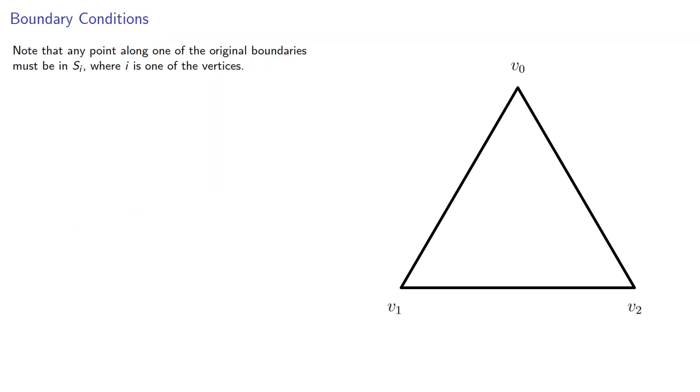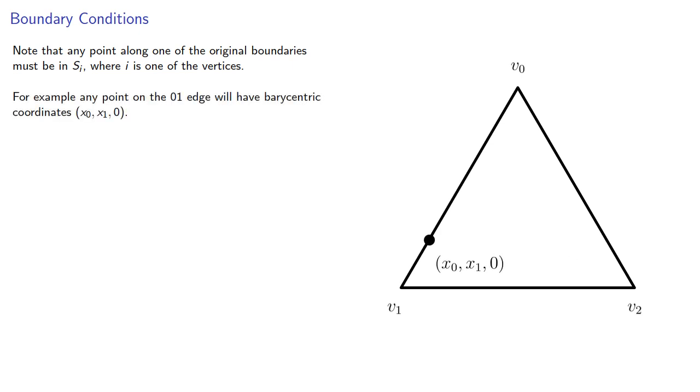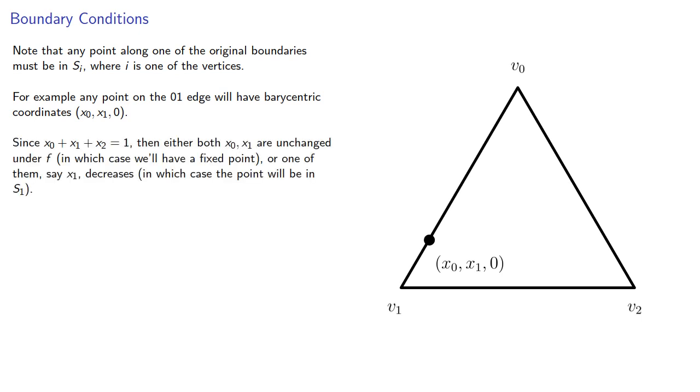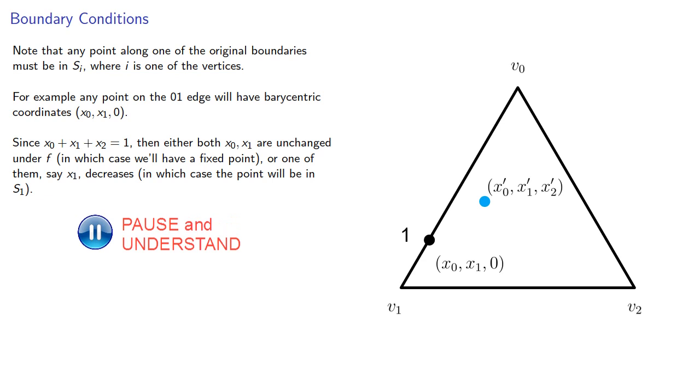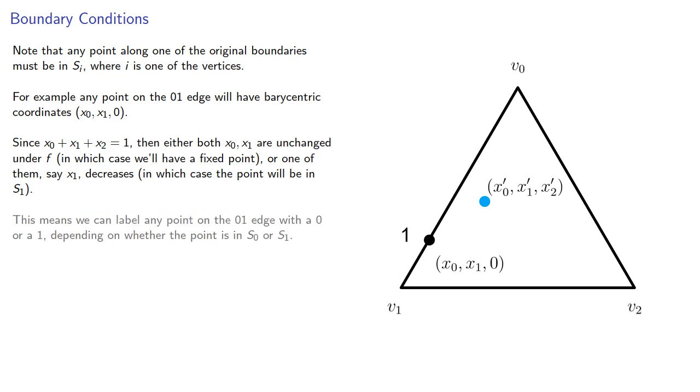Note that any point along one of the original boundaries must be in Si, where i is one of the edge's vertices. For example, any point on the 0, 1 edge will have barycentric coordinates x0, x1, 0. And since the sum must be 1, either both are unchanged under f, in which case we'll have a fixed point, or one of them, say x1, decreases, in which case the point will be in S1. This means we can label any point on the 0, 1 edge with a 0 or 1, depending on whether the point is in S0 or S1.